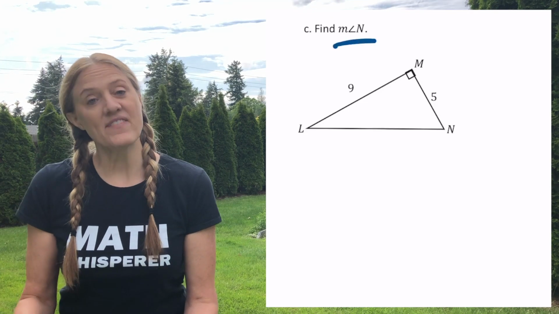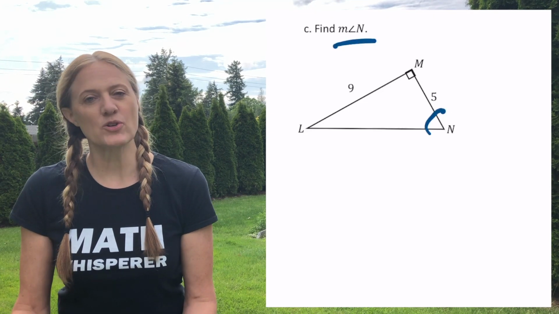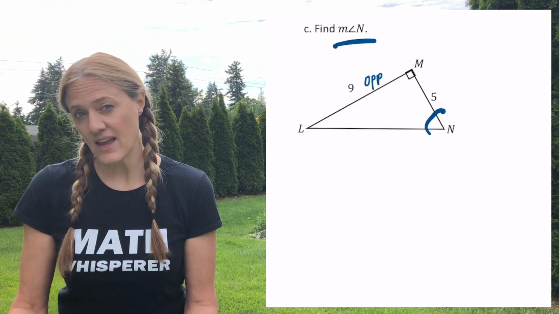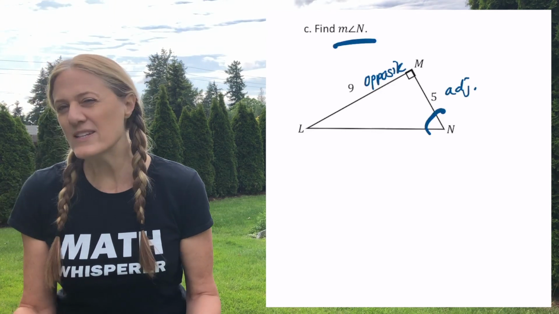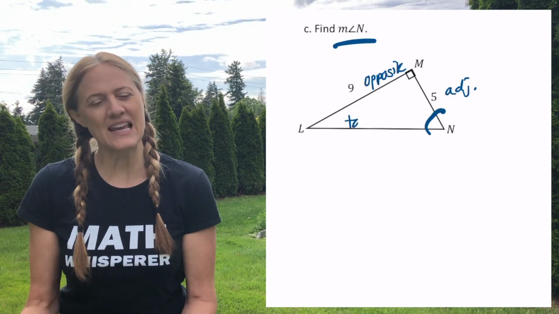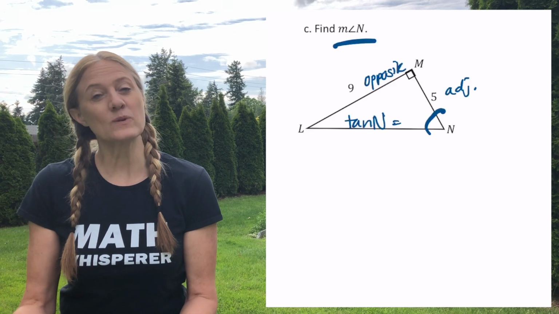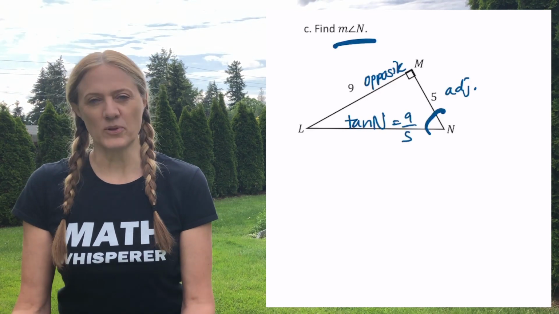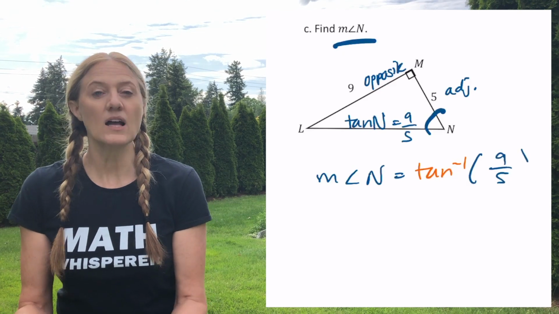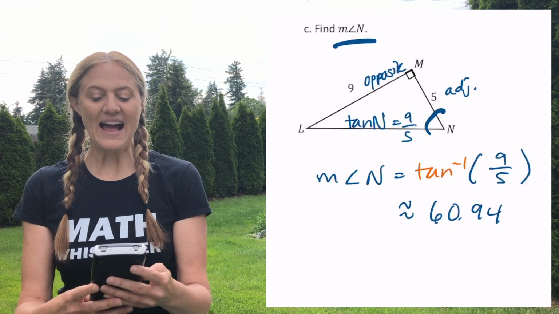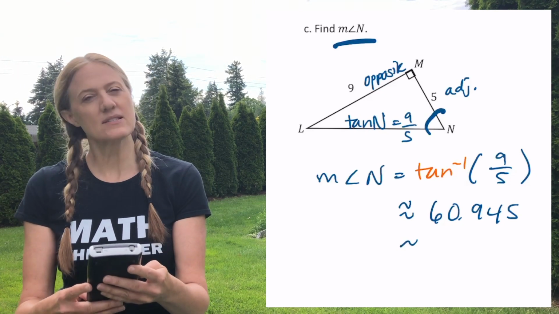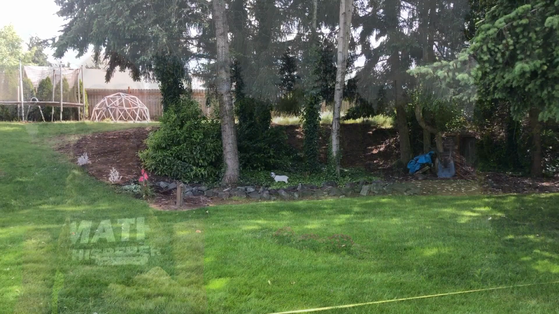Last, let's find the measure of angle N in our third triangle. This time, we know the side opposite is 9 and the side adjacent is 5. We don't know the hypotenuse this time. That's fine because opposite adjacent is tangent. So the tangent of N equals 9/5. Take arctangent of both sides and we have measure of angle N equals arctangent of 9/5. Let's punch that one in. 60.94539 and so on. Rounded to the nearest degree, 61 degrees, approximately.